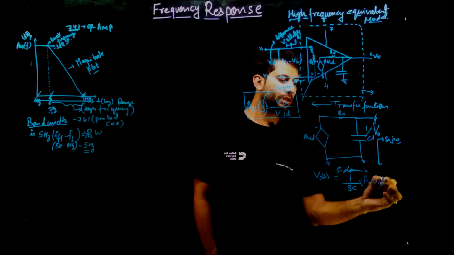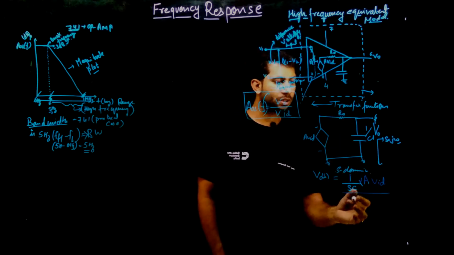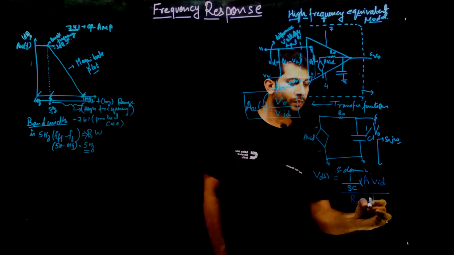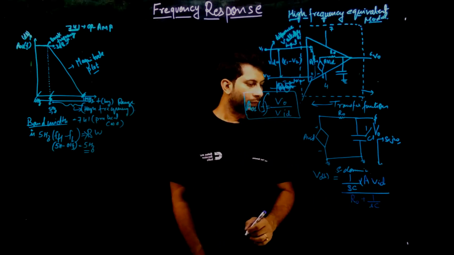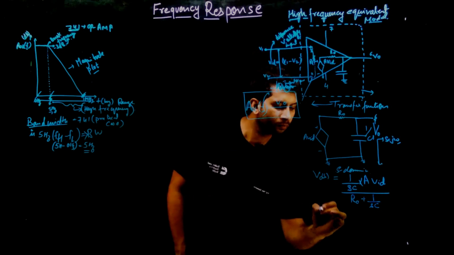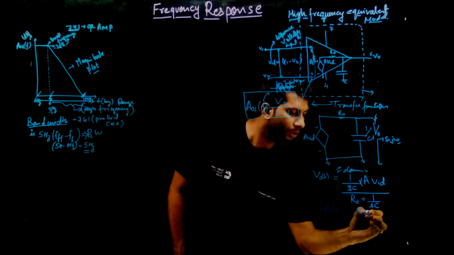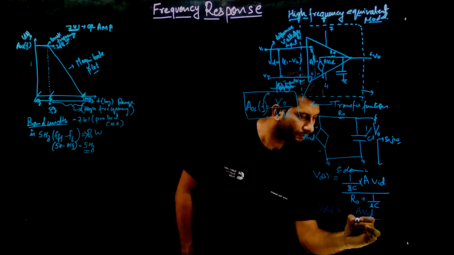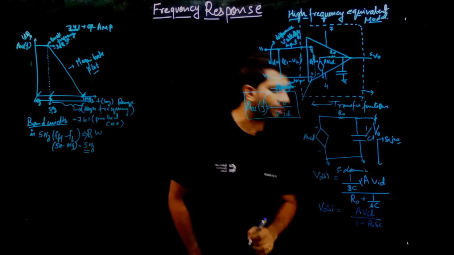A VID divided by the whole equivalent resistance of this system, which is R naught plus 1 over SC. Okay, now by rearranging them, V naught S will be A VID over 1 plus R naught SC.